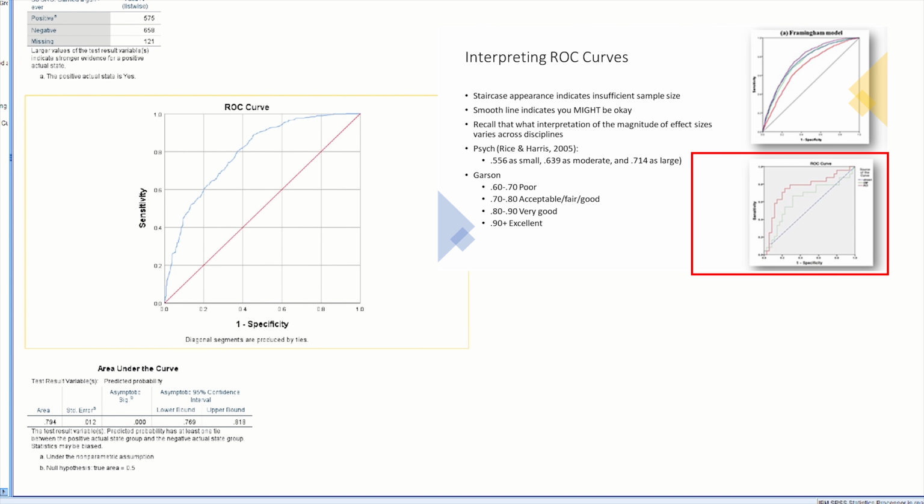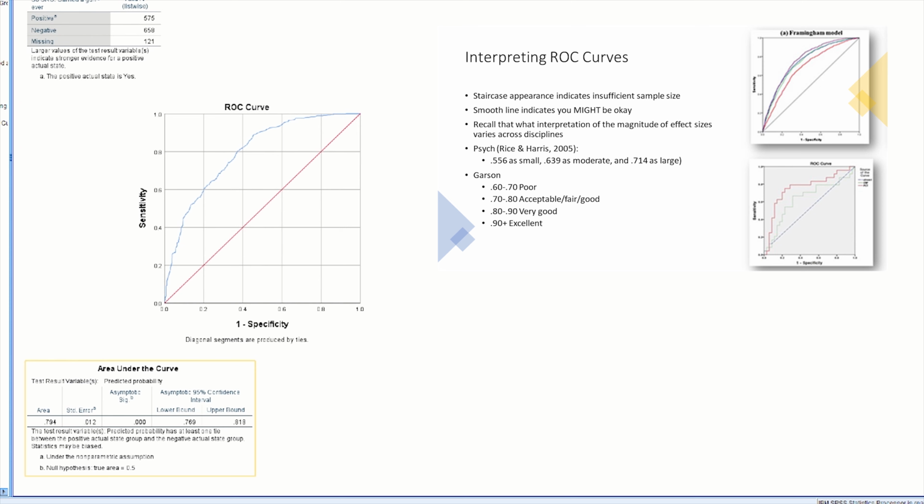So what would you report when you are writing up this information? You would say that the AUC value equaled 0.794, and then you could write p less than 0.001. Of course, as I mentioned in the lecture, Garson says he doesn't know about those Harris and Rice benchmarks and has a little more conservative benchmark. So in this case, if we based it on Garson, we would say that it's an acceptable area under the curve value.